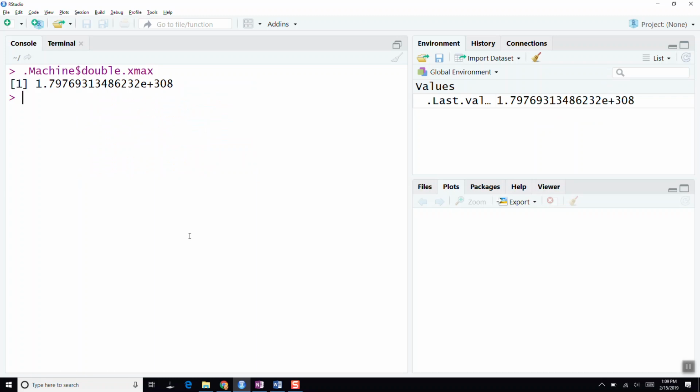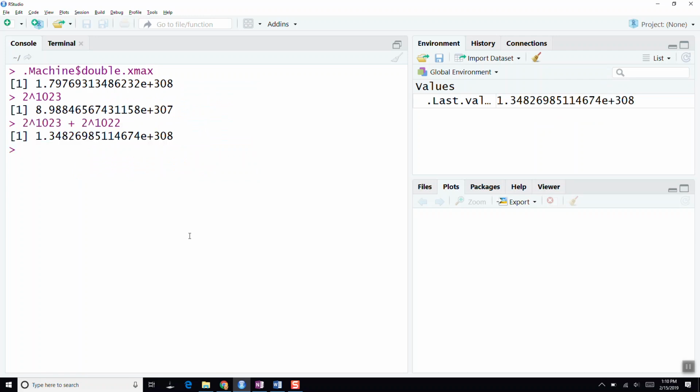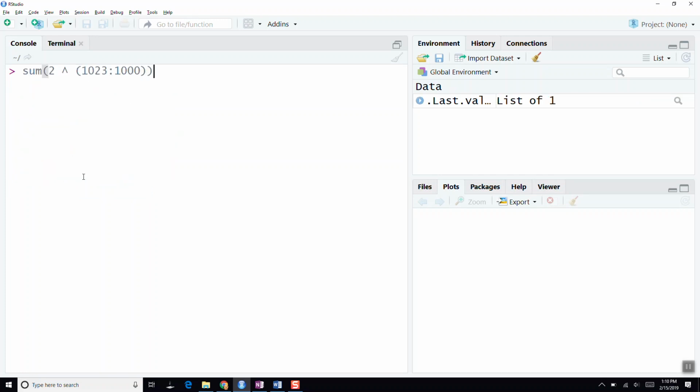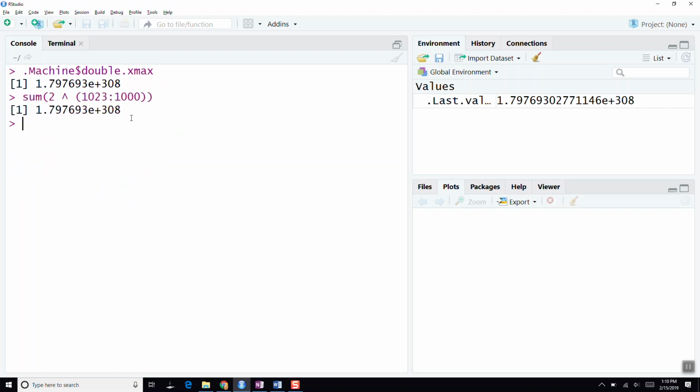This is on the order of 2 to the 1023. Well, that's 2 to the 1023, and if I add 2 to the 1022 and things like that, if I just sum 2 raised to 1023 down to 1000 and so on, we get something quite close to this. Let me just do options digits equals 7 now. So it's something on this order here.